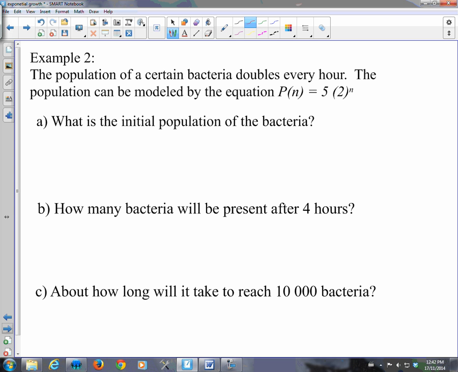Let's look at one more example together. Population of a certain bacteria doubles every hour. The population can be modeled by the equation P of n equals 5 times 2 to the exponent n. What is the initial population? So I look at my equation. The number in front of the brackets is always the initial amount. So the initial population is 5 bacteria.